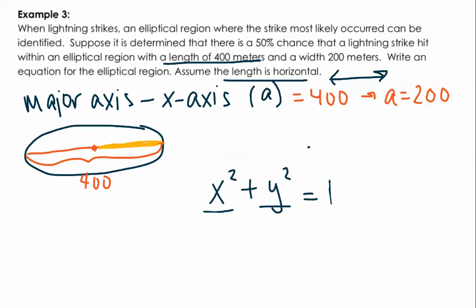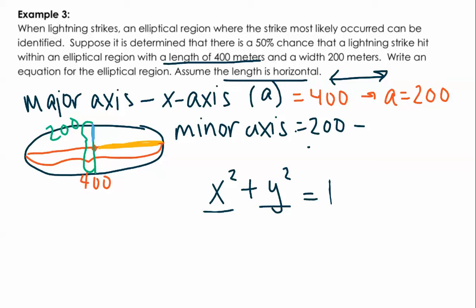And then we have a minor axis of 200, so this whole distance here is 200, which is really telling us that our b value is going to be 100, half of that. So we've got a minor axis of 200 meters, which means that b has to equal 100.